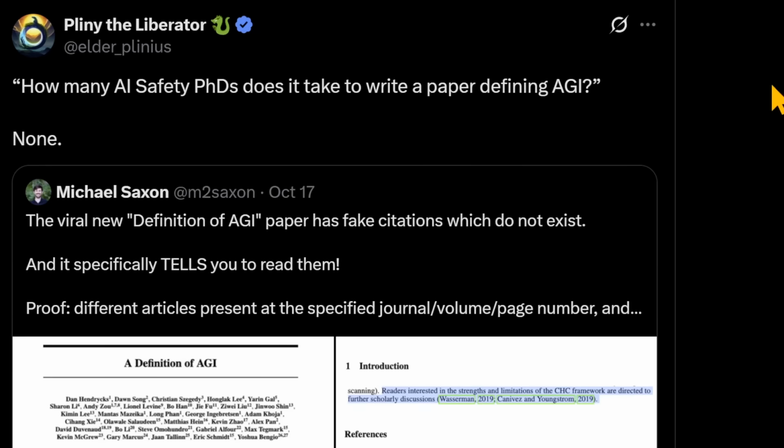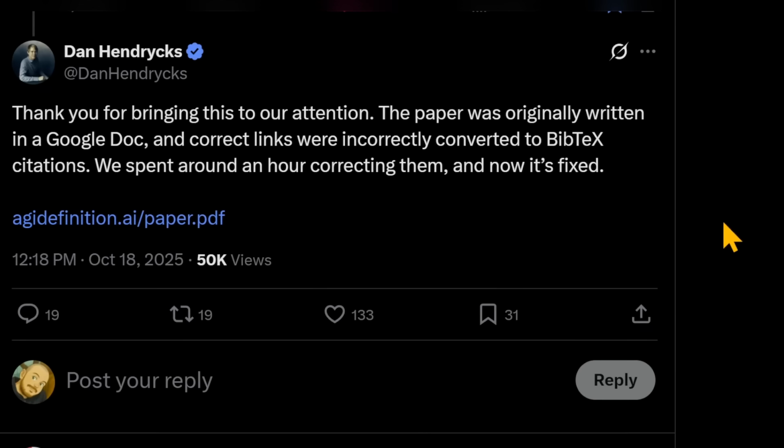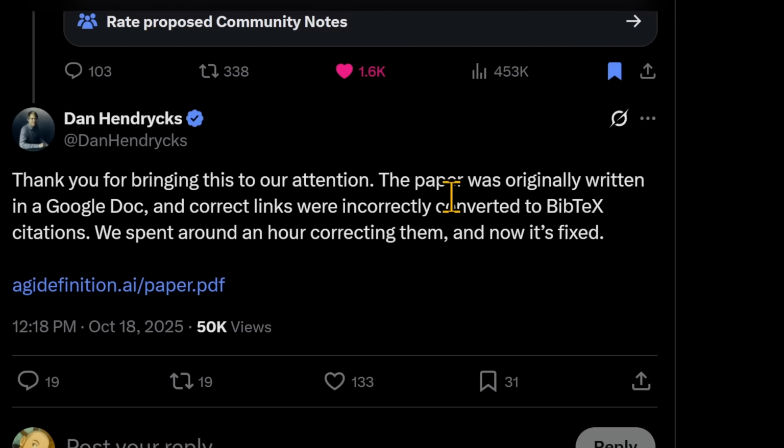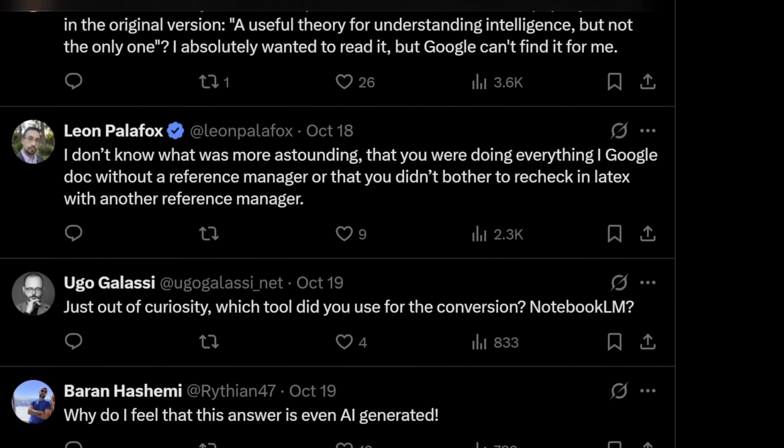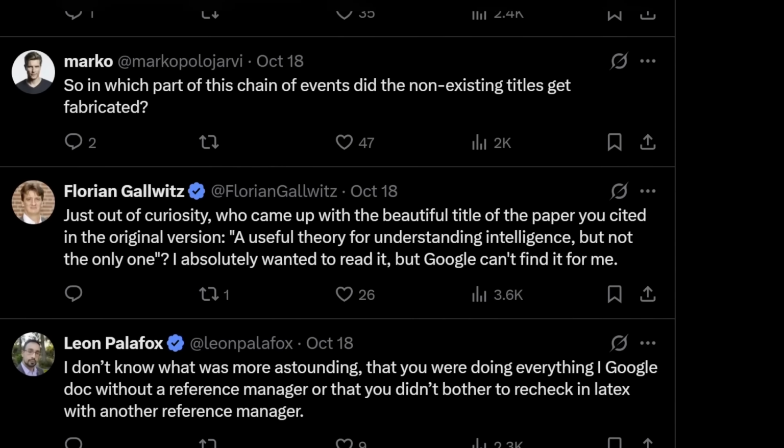As Pliny the Liberator chimes in saying, how many AI safety PhDs does it take to write a paper defining AGI? None. Dan Hendrycks, the main author of the paper, is saying that there was some issue and they fixed it. He's saying that the paper was originally written in a Google Doc and the correct links were incorrectly converted to BibTeX citations.